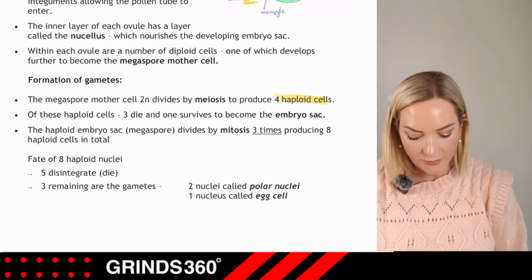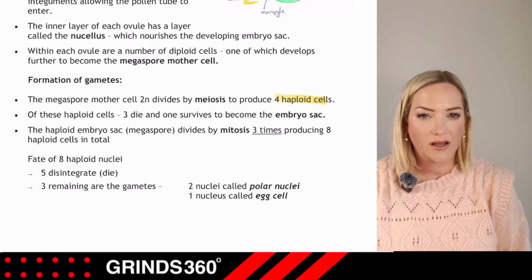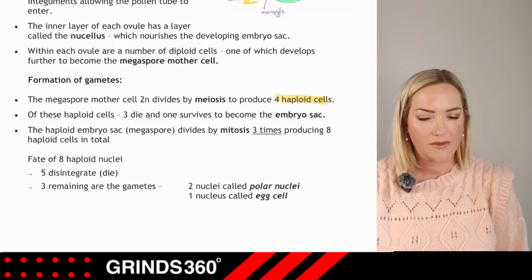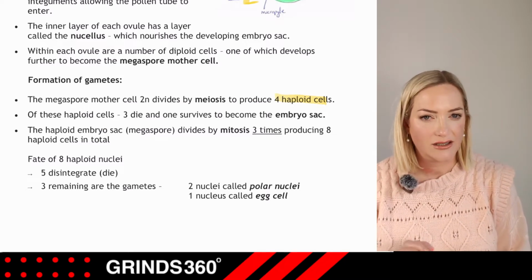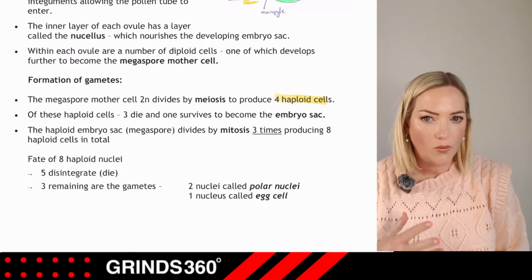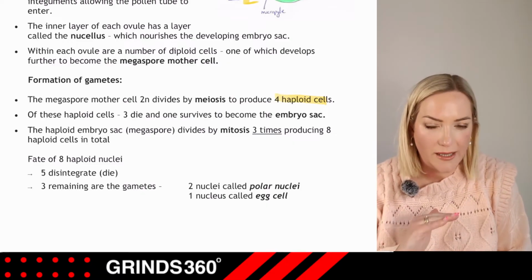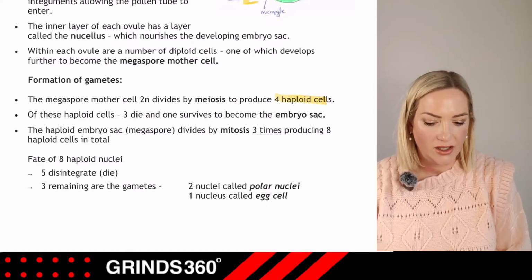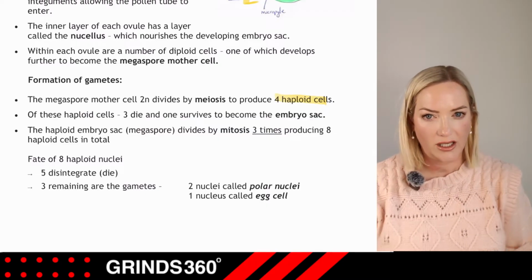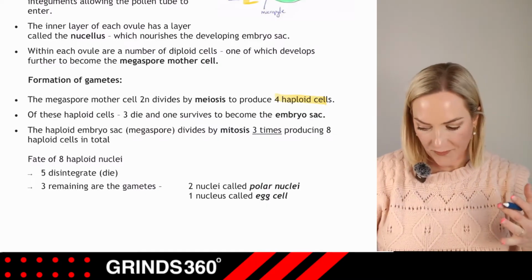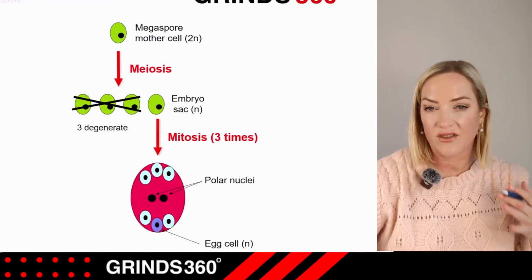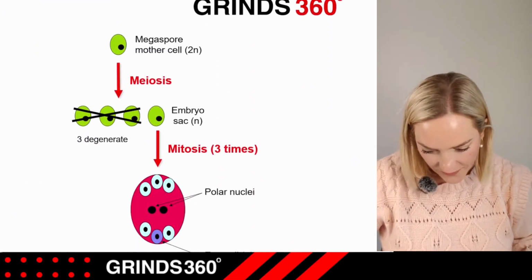So your haploid embryo sac is going to divide 3 times. When it divides 3 times, we're going to produce 8 nuclei. 5 will die. We don't need to know about the 5 for the Leaving Cert. We're just going to look at the remaining 3, 2 of which are going to be the polar nuclei and 1 is going to be the egg cell. So let's look at this in a diagram. This can also be asked in a diagram.